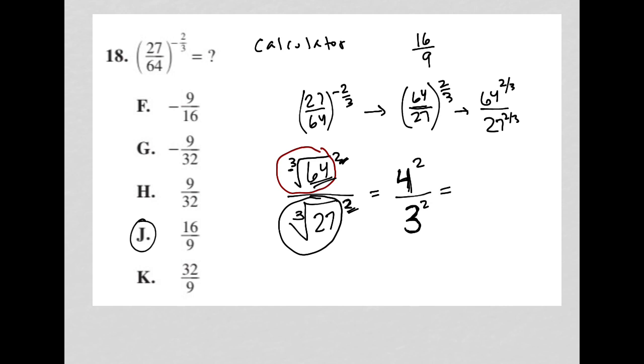So now that we pull those out of the cube roots, we square both, and we get 4 times 4 is 16, and 3 times 3 is 9. And again, that's why 16/9 is the correct answer.